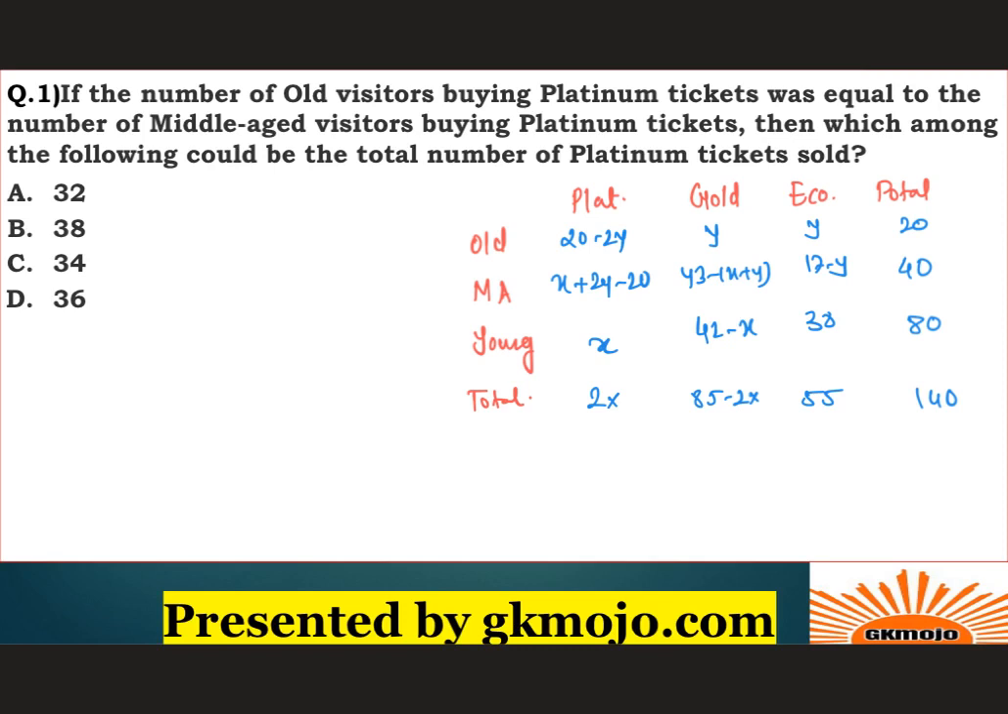If the number of old visitors buying the platinum tickets was equal to the number of middle-aged visitors buying the platinum tickets, that is, this and this were the same, right? Then which of the following could be the total number of platinum tickets sold? So they are asking for this figure, which is the possible figure, right? So first let us see some options over here. If I just cross check for this 38, I'll show you an example of how we can do that.